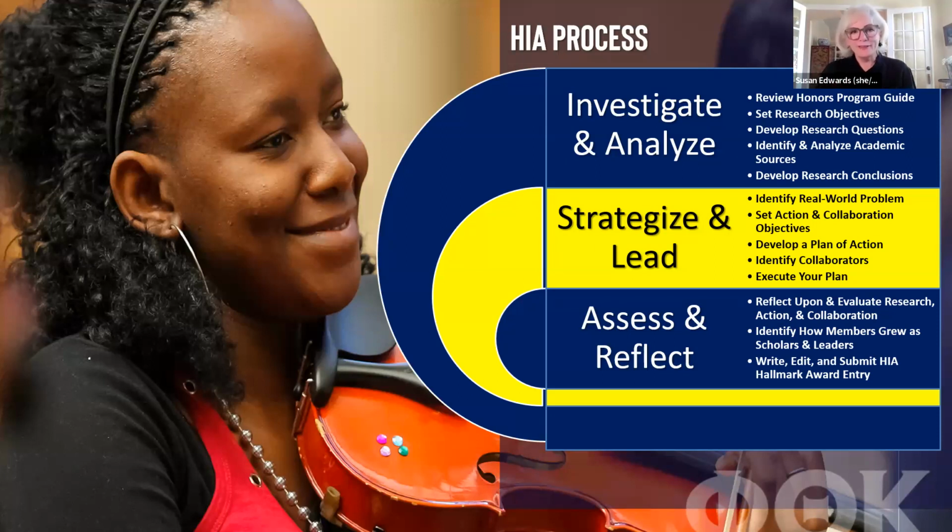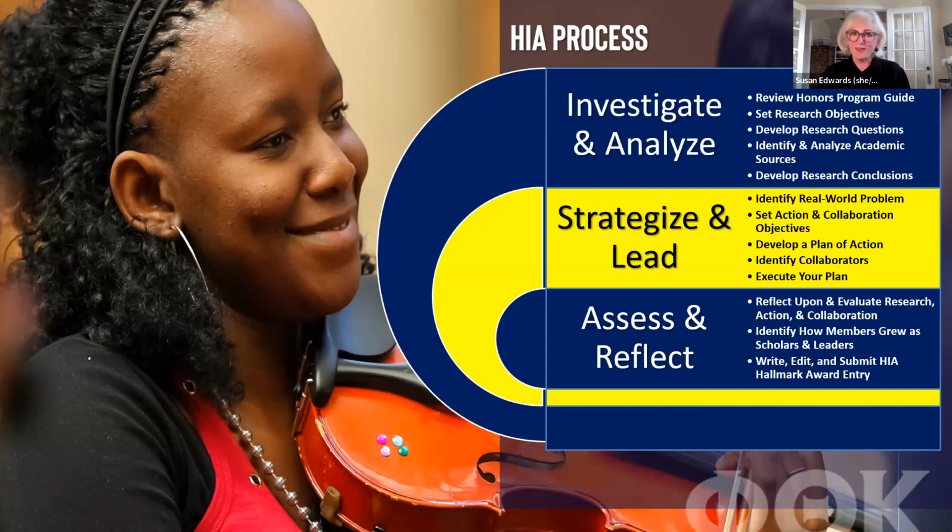As one of those objectives, an Honors Program Council pro tip, make sure you have a plan of communication with your collaborators. One of the things the rubric asks about is how you communicated with your collaborators. You want to make sure you've got that plan of action. And then you want a plan of action just for the action part of your project in general. So what steps you need to finish this part of the project. And then of course, you're going to identify the collaborators and execute your plan.